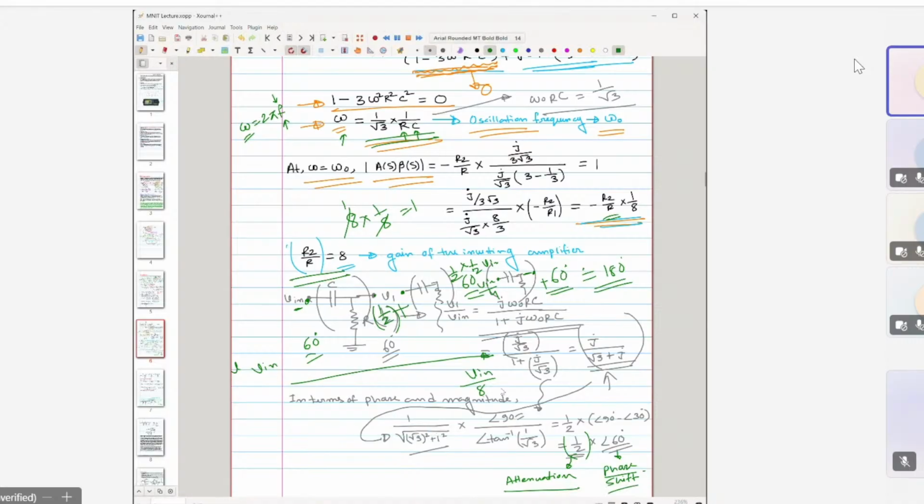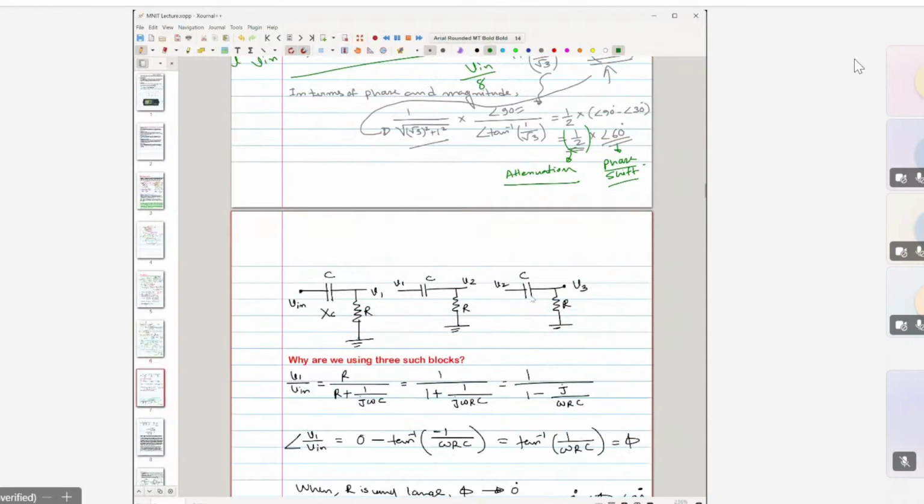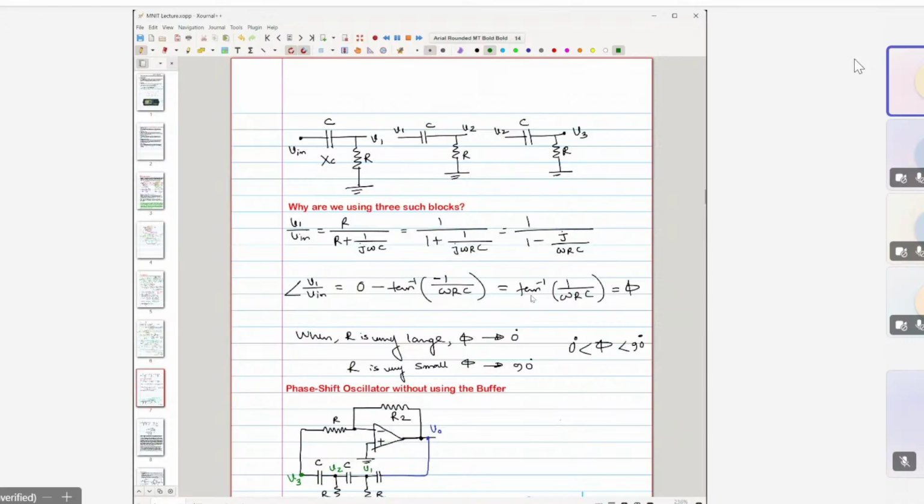I hope this part is clear to you. Okay. Now here is an important thing. That is, we have used 3 such networks, right? Why have we used 3 such networks? Is it not possible to use only 2 or more than 3? Okay.